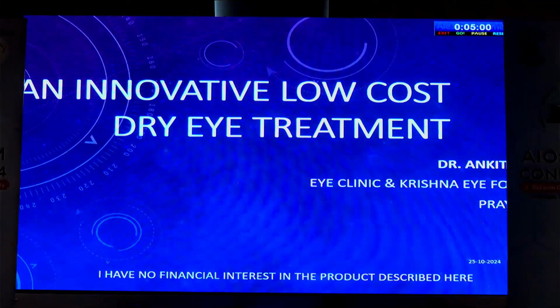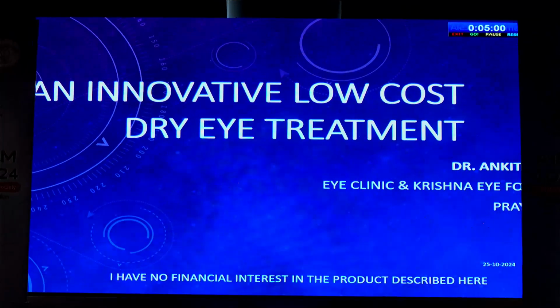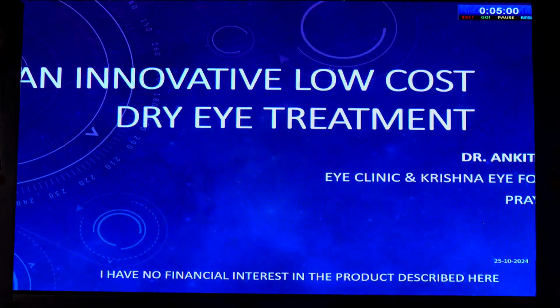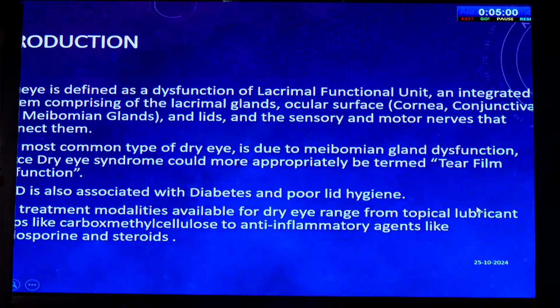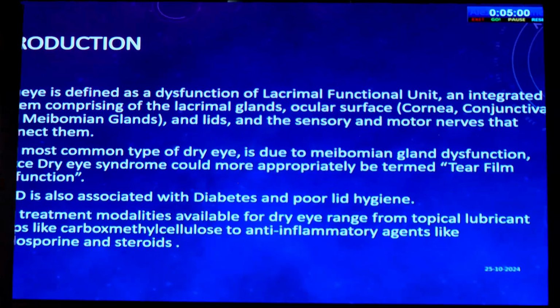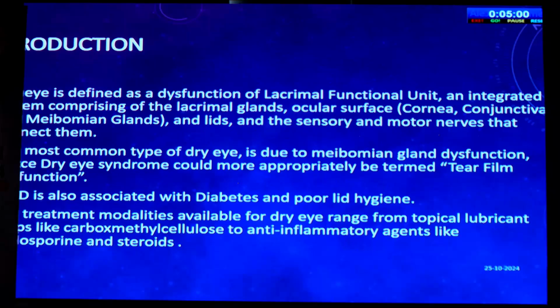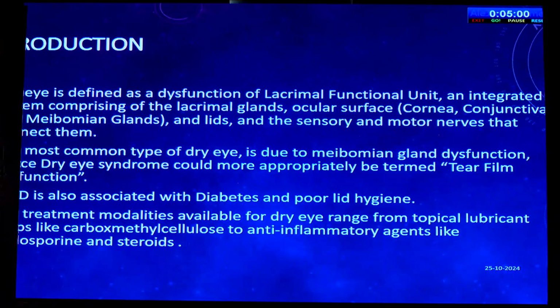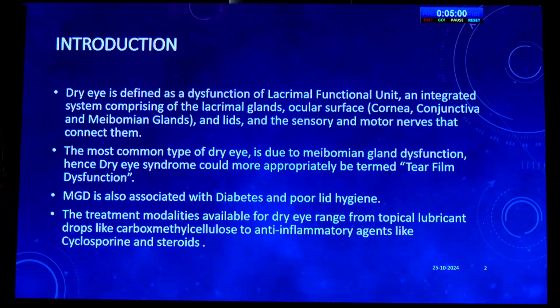First of all, I would like to thank AIOS for giving me the wonderful opportunity to present here. The topic is innovative low-cost dry eye treatment. Dry eye is defined as a dysfunction of the lacrimal functional unit, which is an integrated system comprising the lacrimal glands, ocular surface, lids, and the sensory and motor nerves which connect them. Most of the dry eye in India is associated with MGD.